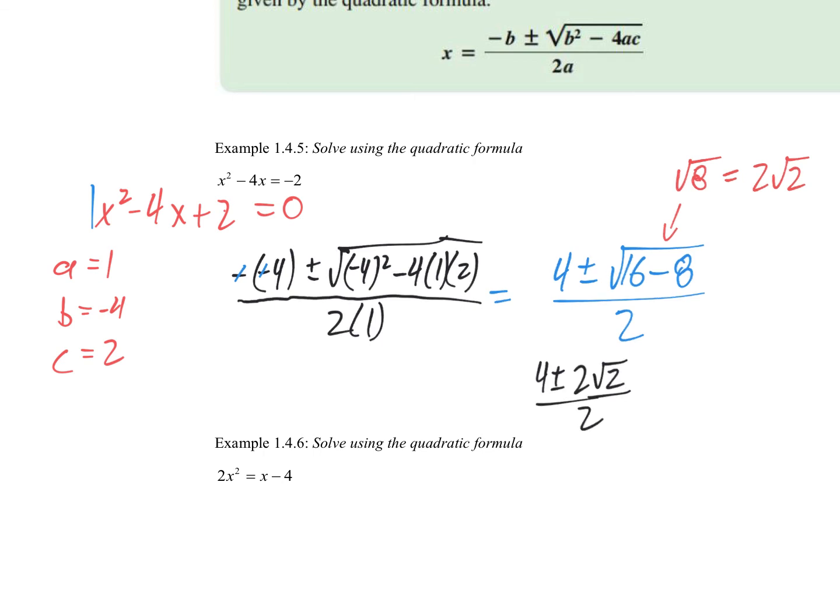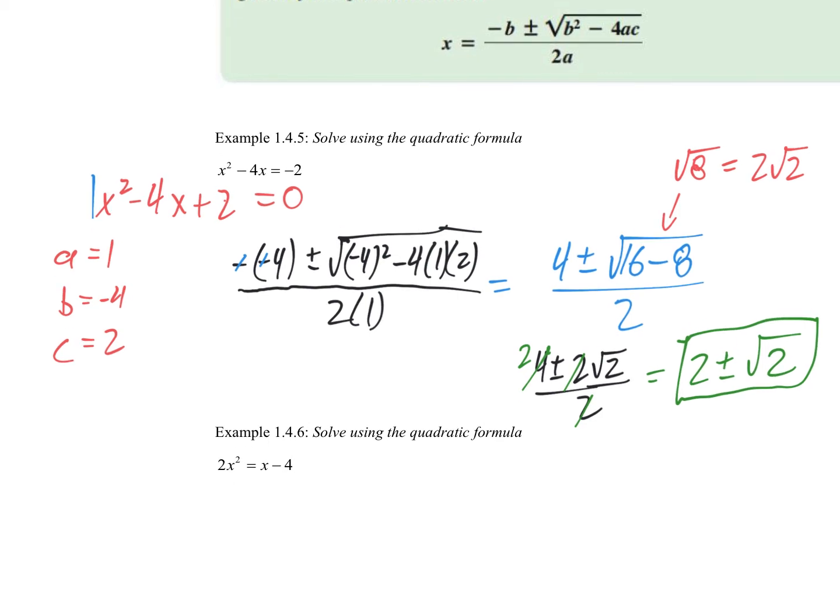And yes, this all simplifies. Each of these can be divided by 2, so we can simplify this down. And we end up with this, 2 plus or minus the square root of 2, as my solutions for this quadratic, right? So you can see the computation can be a little bit tedious, but overall, once you plug in the numbers, you can just simplify each piece down and solve it. Remember, if you get an imaginary number, make sure you write it in that standard form.